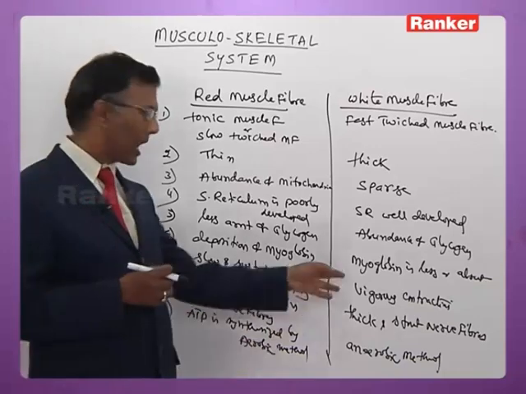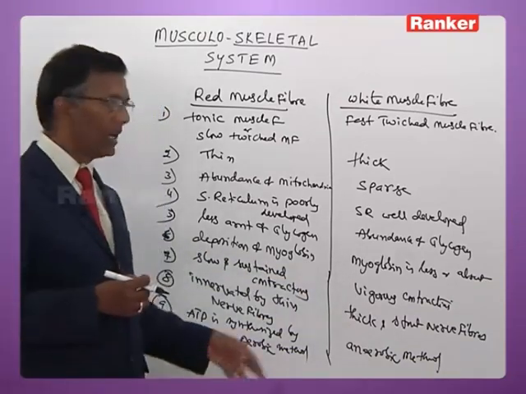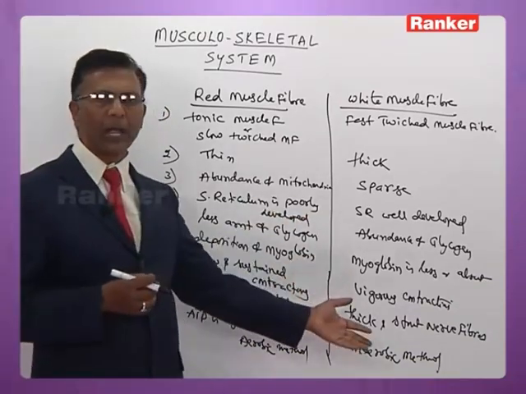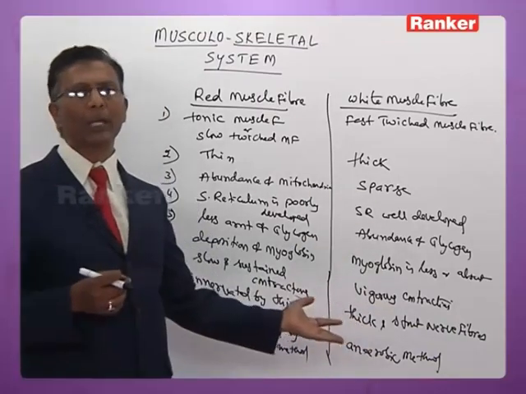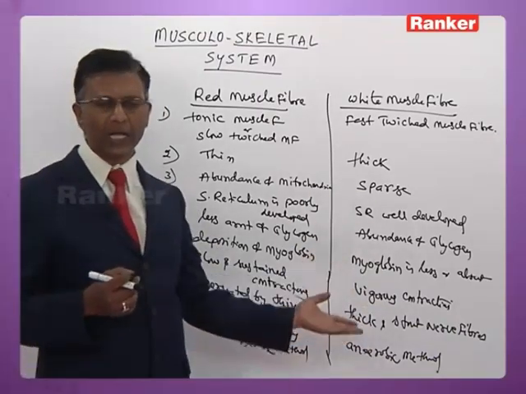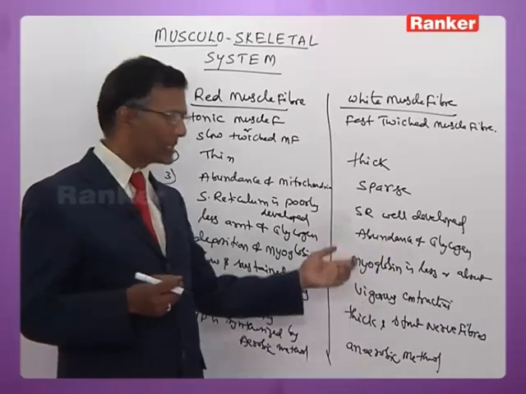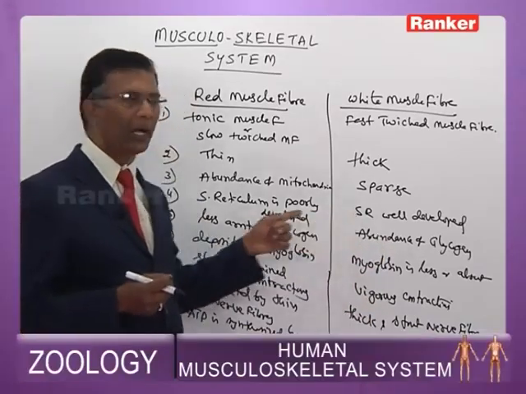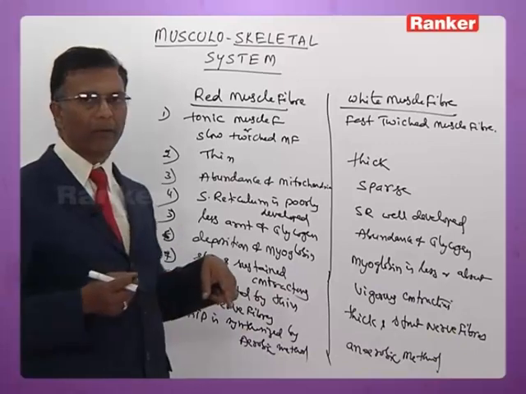Red fibers are under the innervation of thin nerve fibers, whereas white fibers are under the innervation of thick nerve fibers. White fibers don't require mitochondria because respiration is anaerobic, which can take place inside the sarcoplasmic reticulum or in the cytoplasm. That's why the sarcoplasmic reticulum is well developed in white fibers, whereas mitochondria are well developed in red fibers.